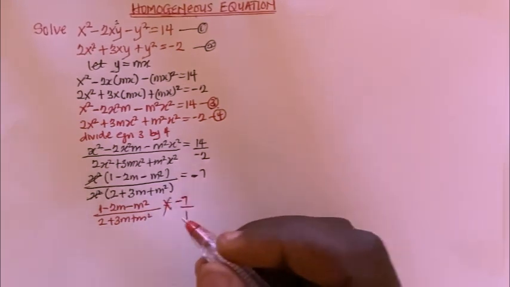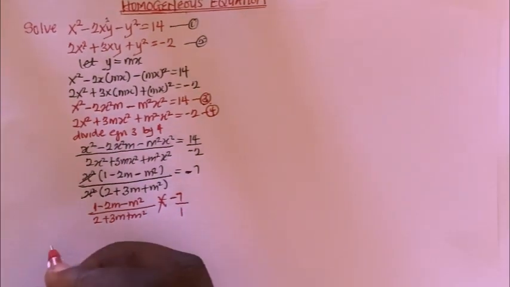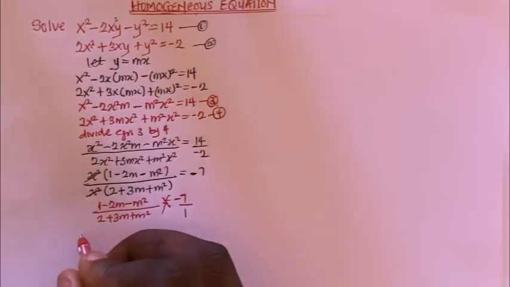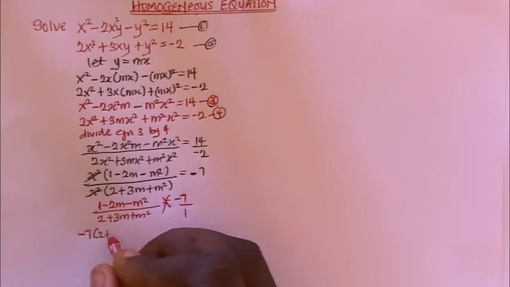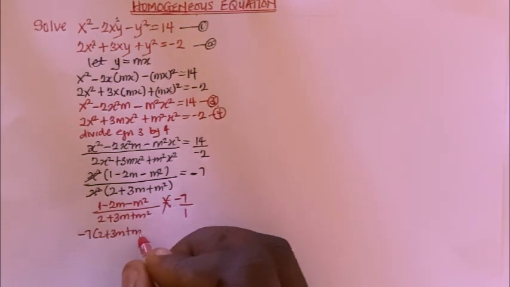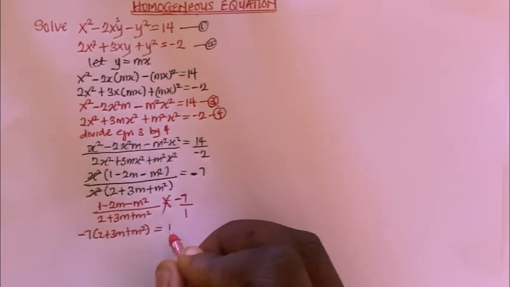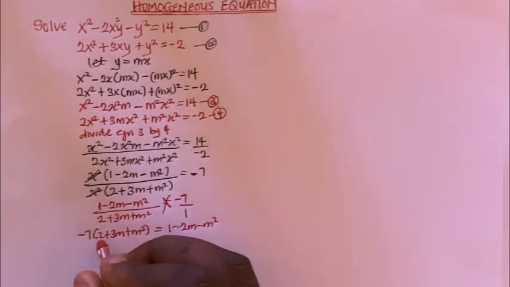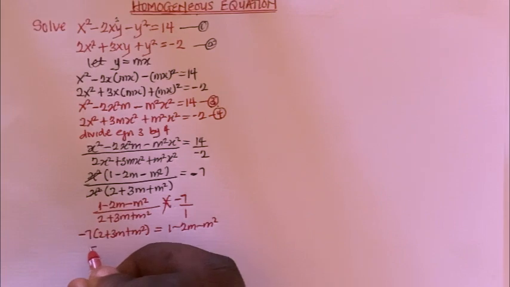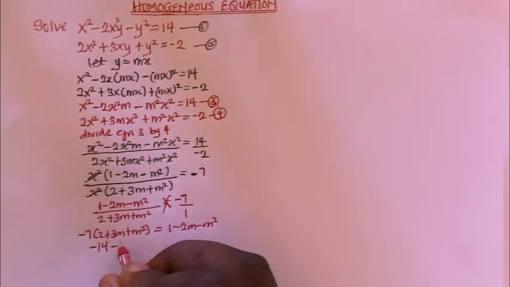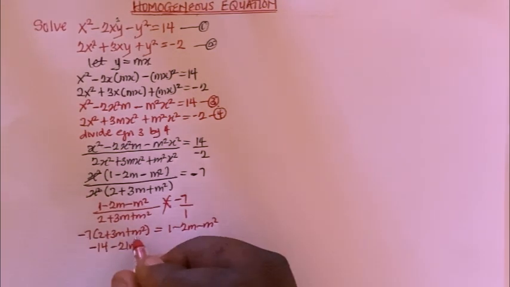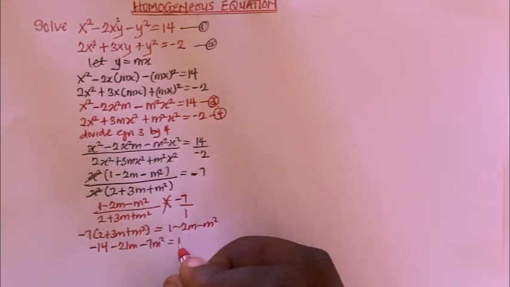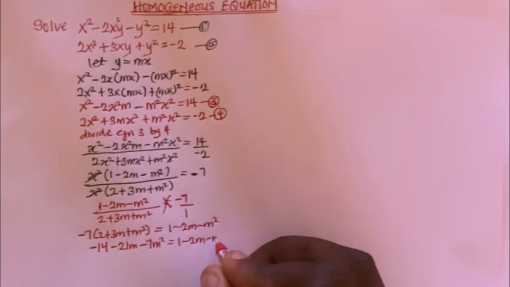Then I'm going to cross multiply. As I cross multiply in this case, I'm going to have minus 7 into brackets 2 plus 3m plus m squared equals 1 minus 2m minus m squared. So here I'm going to multiply minus 7. This gives me minus 14, then minus 21m, followed by minus 7m squared, equals 1 minus 2m minus m squared.